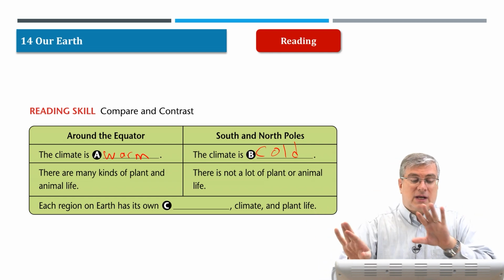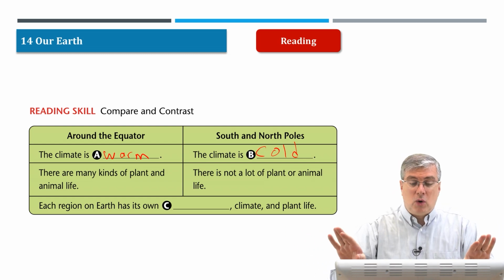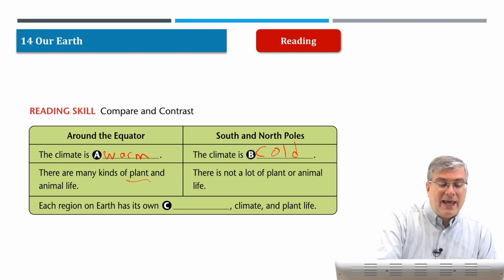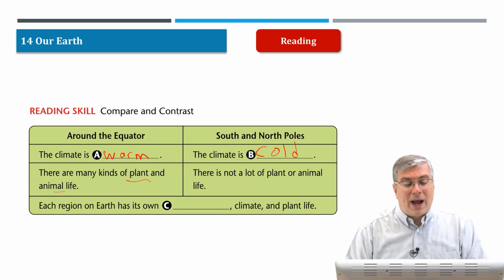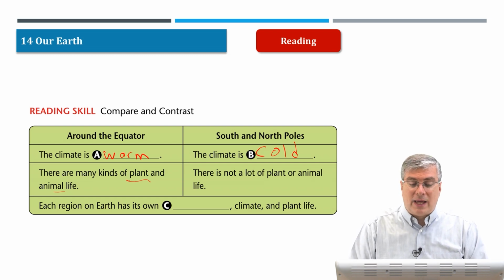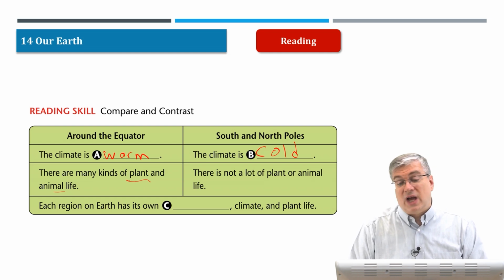So that's the difference. That's the main difference. The climate is warm around the equator. The climate is cold around the North and South poles. What is that effect? What's the effect of that? Well, the effect of that is that there are many kinds of plant and animal life around the equator. And there is not a lot of plant or animal life around the South or North poles. There's not a lot of them.